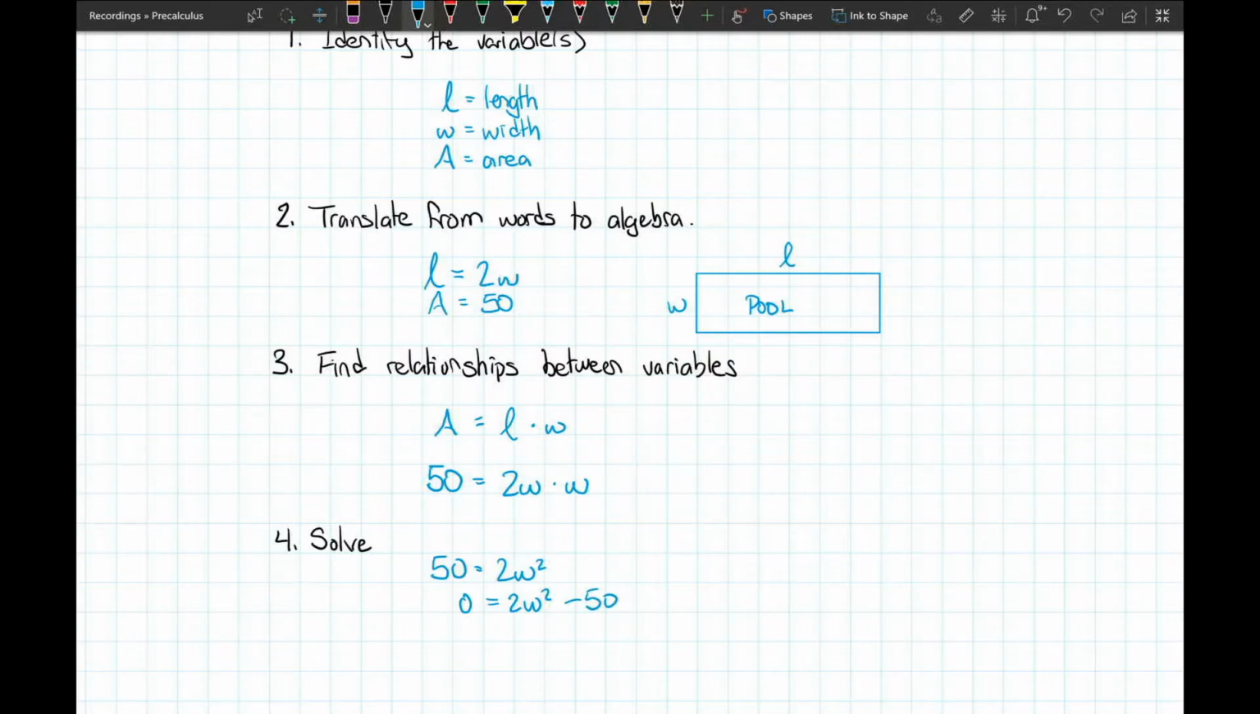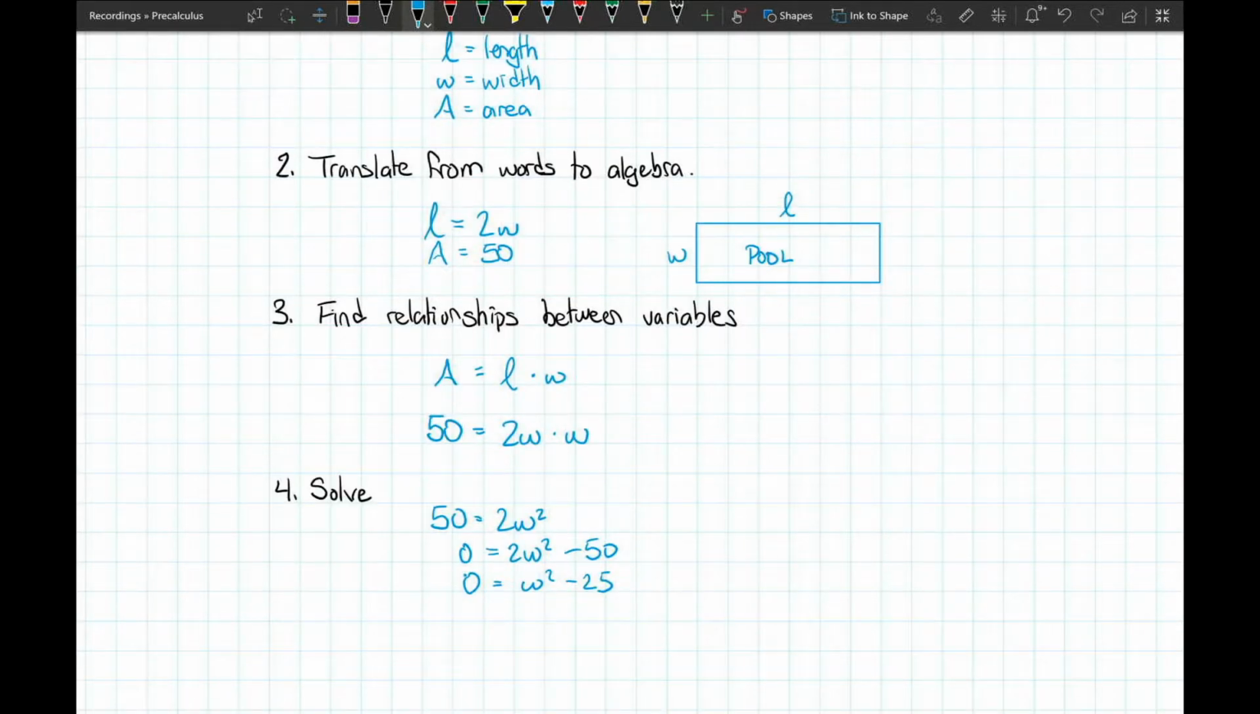So let's do that. And then we can see that we can divide by 2 on both sides of the equation, leaving us with w squared minus 25, a difference of squares. And recognizing that this is a difference of squares, we have 0 equal to (w plus 5)(w minus 5). And that gives us two solutions: w equals negative 5 or w equals positive 5.